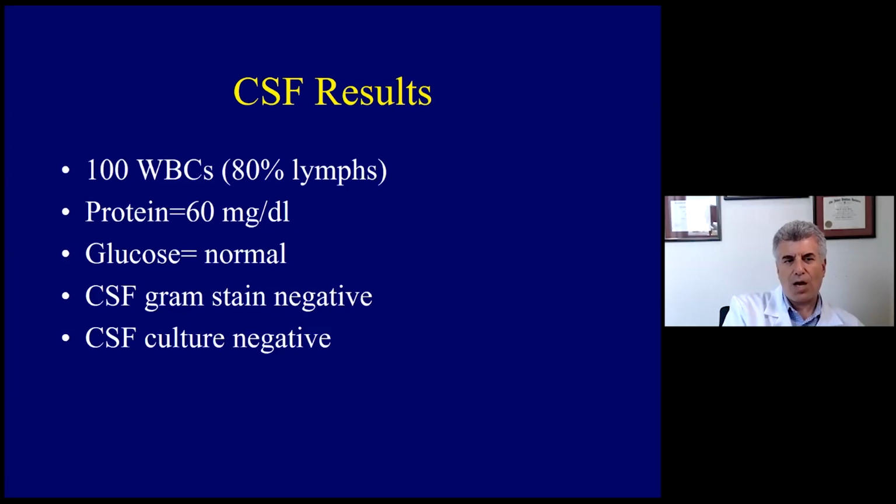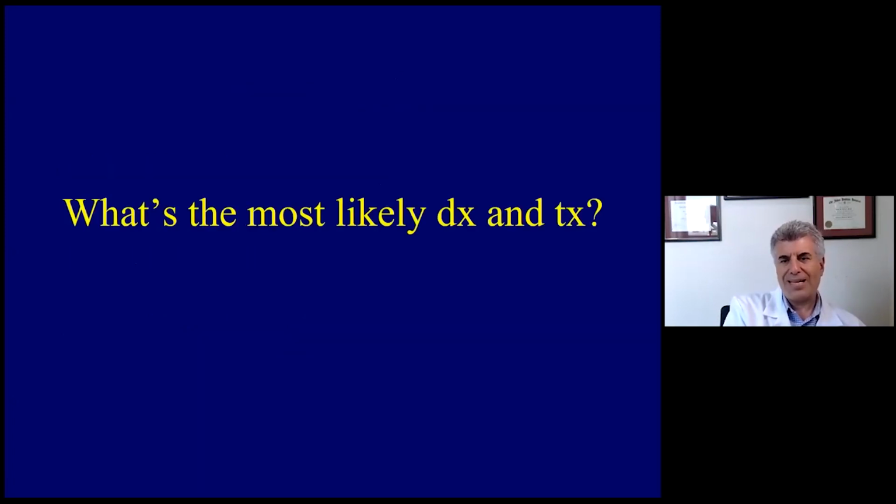Her CSF showed 100 white blood cells with 80% lymphs. The protein was mildly elevated at 60. The glucose was normal. The CSF gram stain was negative, and the CSF culture was negative. What's the most likely diagnosis and treatment? Give you a second to think about this.